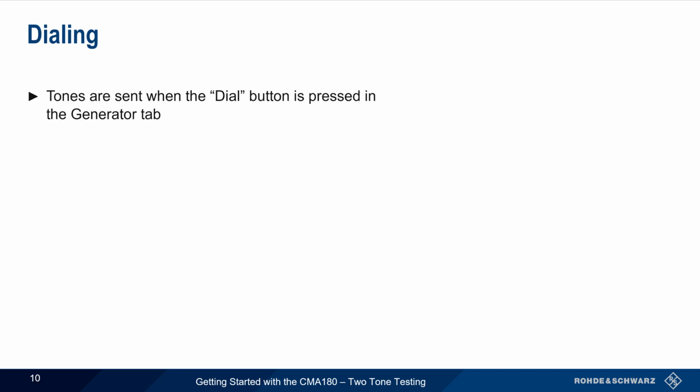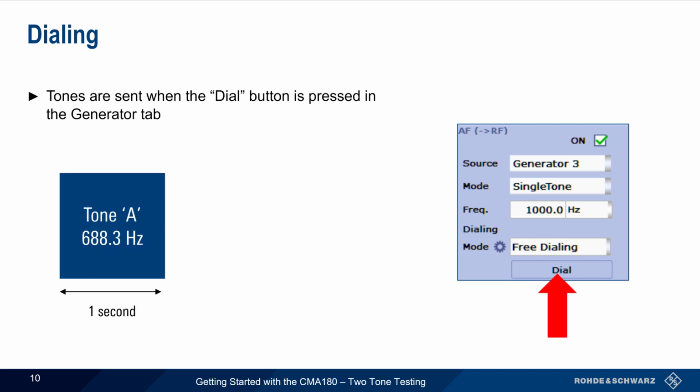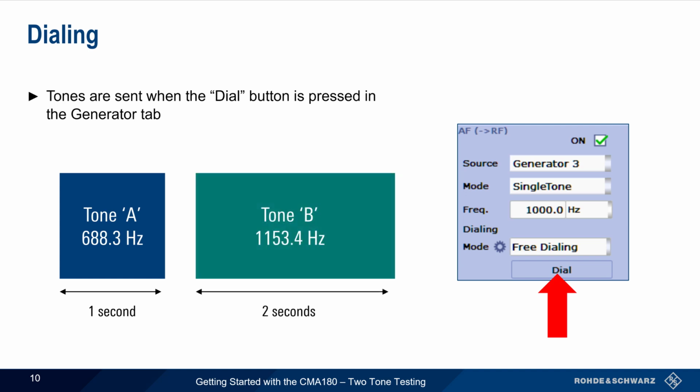Our two-tone sequence is transmitted by clicking on the Dial button. At this point, the configured tones will be modulated onto the carrier. In our example, the first or A tone was 688.3 Hz for 1 second, and the second or B tone was 1153.4 Hz for 2 seconds, with a 20 millisecond pause between them. The entire two-tone sequence will sound like this. This sequence will be modulated onto the RF carrier each time the dial button is pressed.